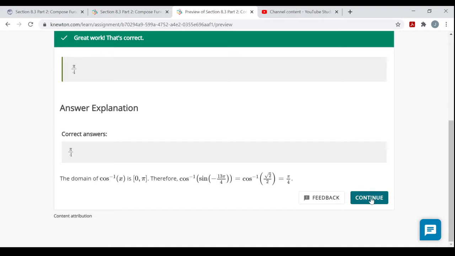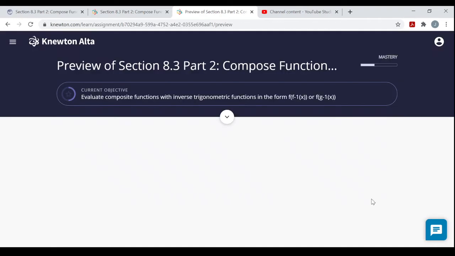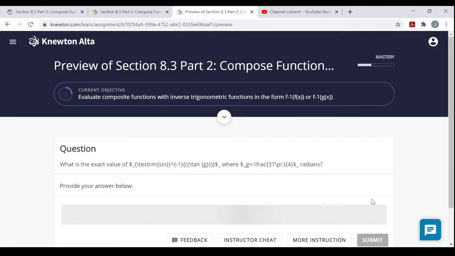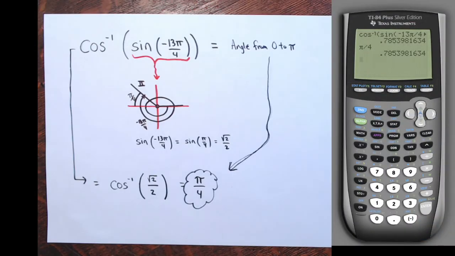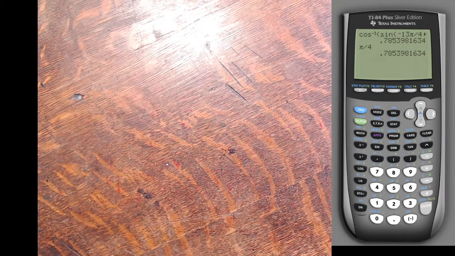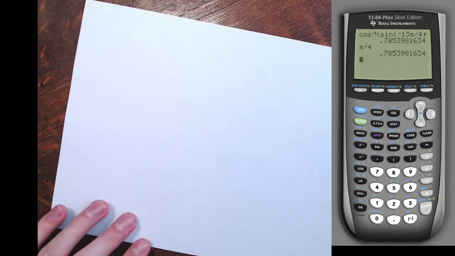Right, great. And just doing a lot of the same. All right, so this is pretty similar. All right, I'll do this also. Now the g here is negative 37 pi over 4 radians. And you got the inverse on the outside again. Right? So back to a piece of paper, and I'll get rid of the calculator. I'll bring it back later to verify my answer.